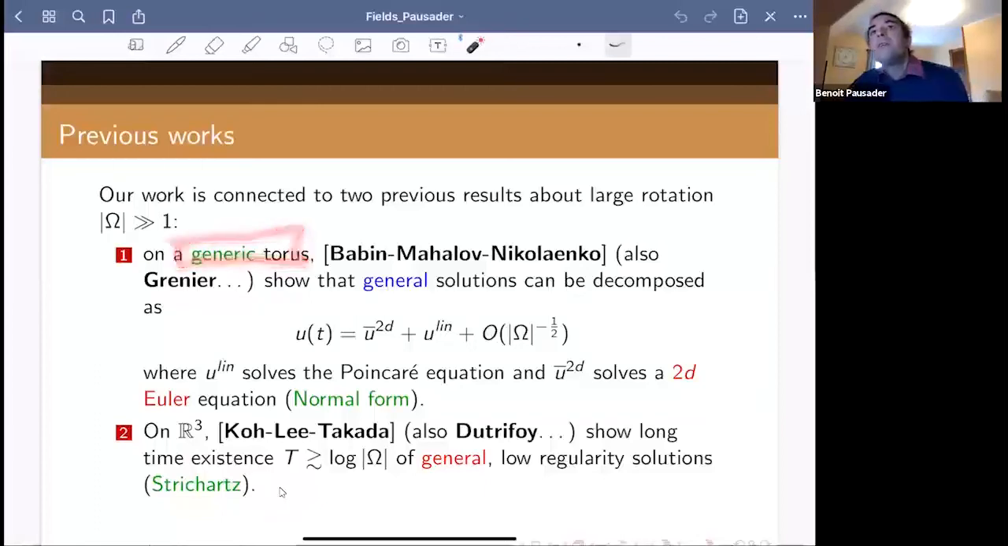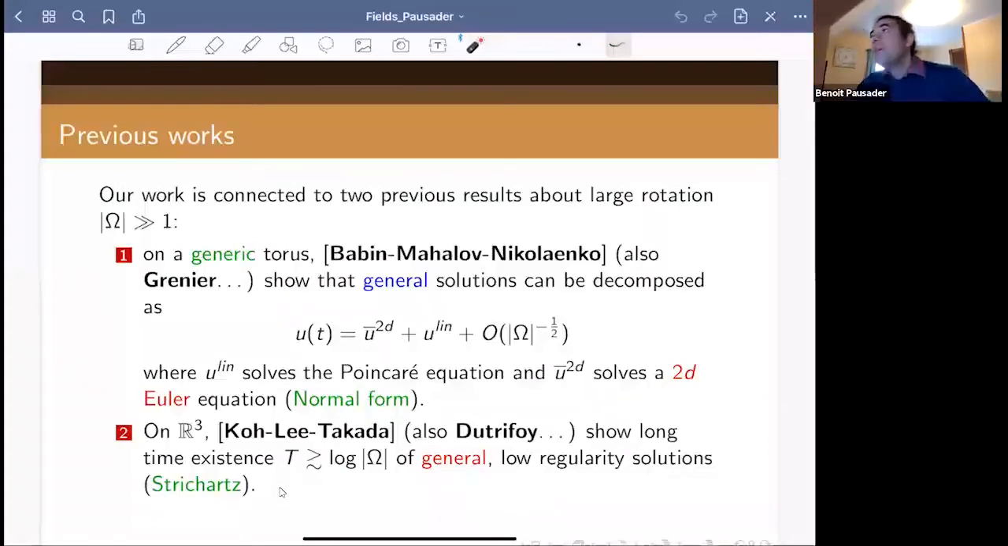generic torus. So you're in a compact domain, and this case has been studied by many people, but at least one of the main works is from Babin, Mahalov and Nikolaenko. What they show is that, not just for axisymmetric but for general solutions, you can decompose them into a superposition of two different pieces. One of them is essentially a solution to the Euler equation plus some passive scalar that is advected. Another one is a solution to a linear equation. And then of course you have an error term, but you can make this error term quite small, at least for a long time, provided that you rotate your fluid fast enough.